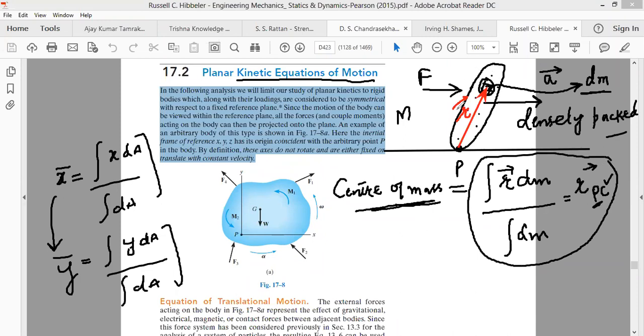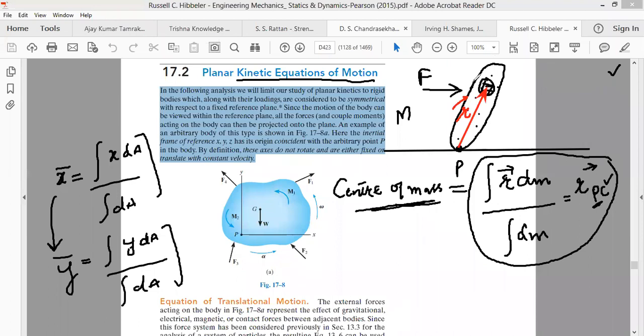And the center of mass of a rigid body, by a simple definition, is a point where the entire mass of the rigid body is supposed to be concentrated. Now look at the rigid body. As far as the small element that we have selected, we said its mass is dm, and this mass dm will have the same acceleration as the rigid body, let's suppose a.